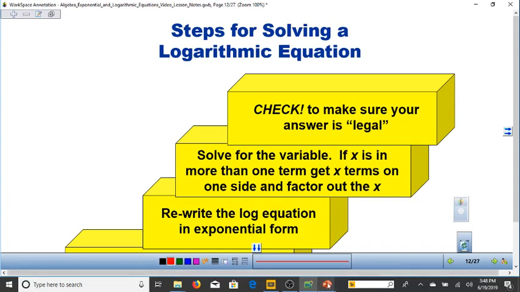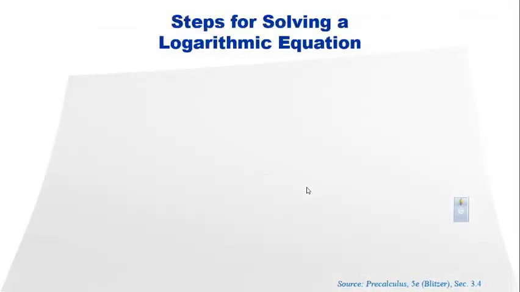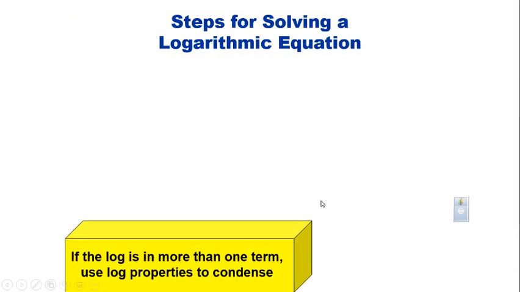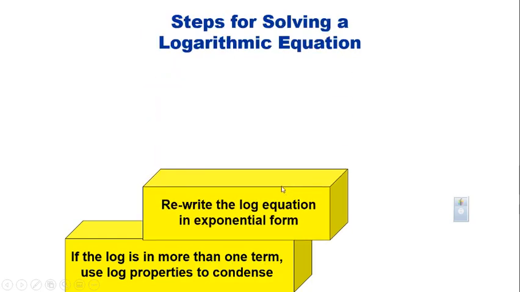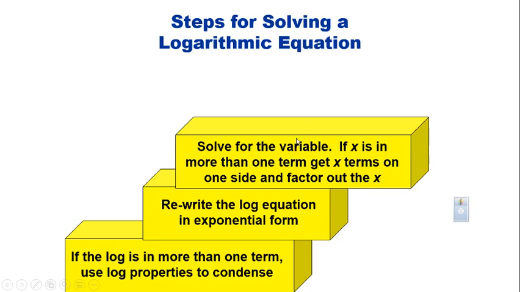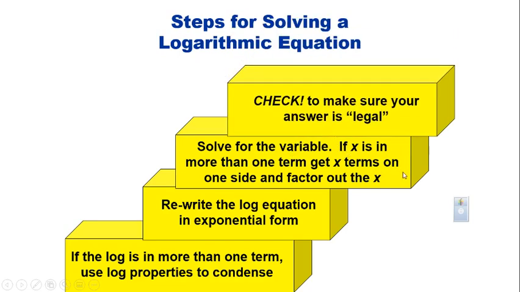Now, let's talk about solving logarithmic equations where there is more than one log floating around. So if the log is in more than one term, use the logarithmic properties to condense them. Then rewrite the logarithmic equation in exponential form or use the one-to-one property, and then solve for the variable. Always check, always check your answer.